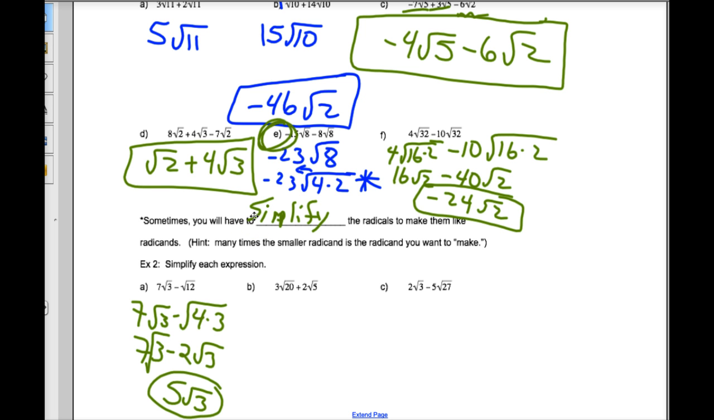The next one, what radical are we probably going to make? 5. You're never going to make radical 20. The 5 can't become a 20.